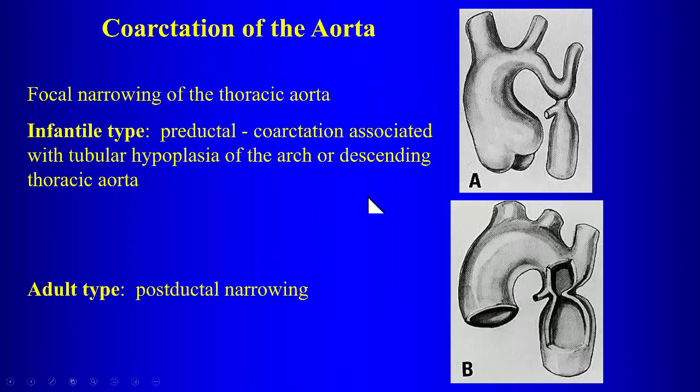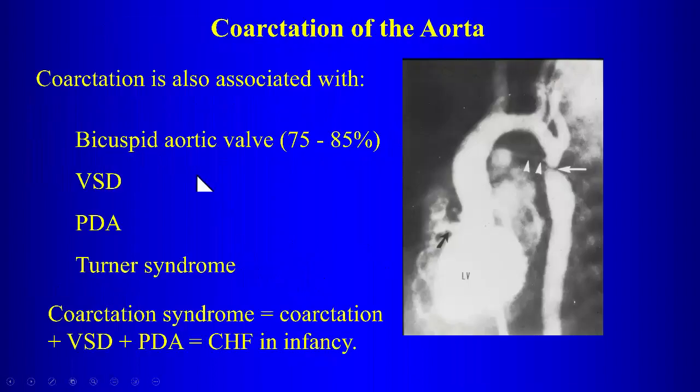Now, coarctation of the aorta is divided into two types: the infantile type, which is more extensive, versus the adult type, where it is more focal. In reality, cases tend to be mixtures of both, but this is sometimes what the textbooks talk about in terms of how they divide it up. It can also be associated with bicuspid valve, a very high association, VSD, PDA, and Turner syndrome.